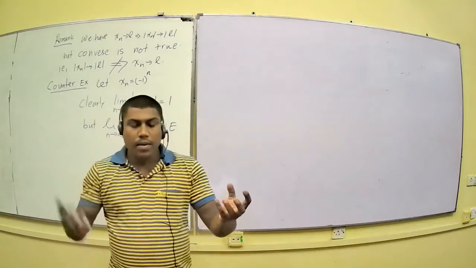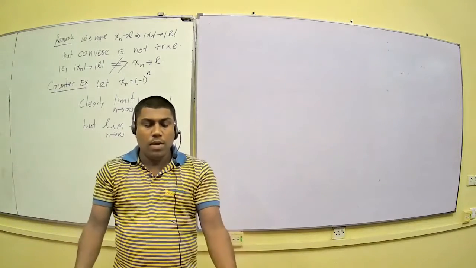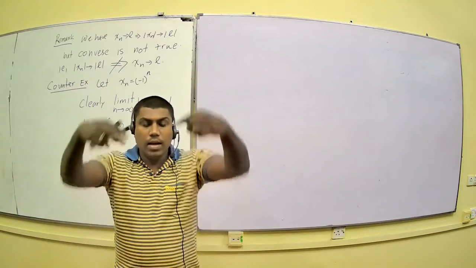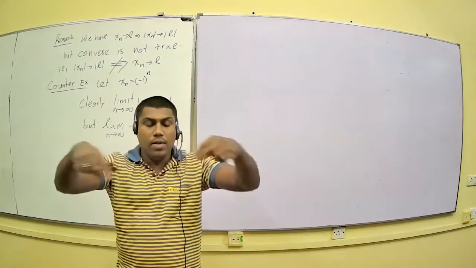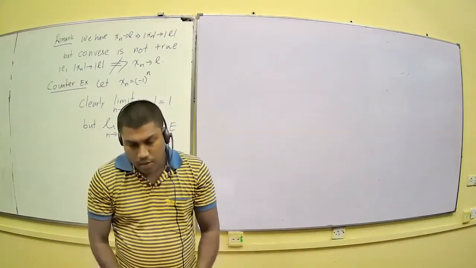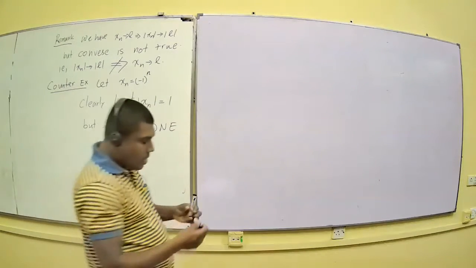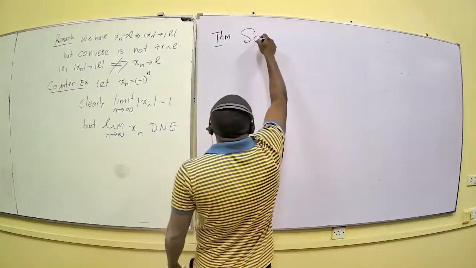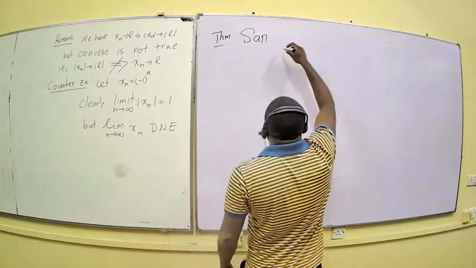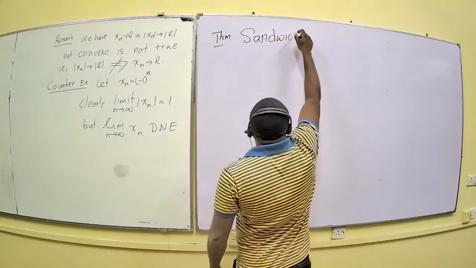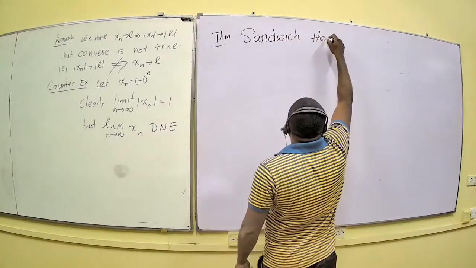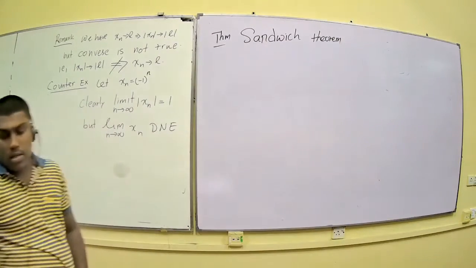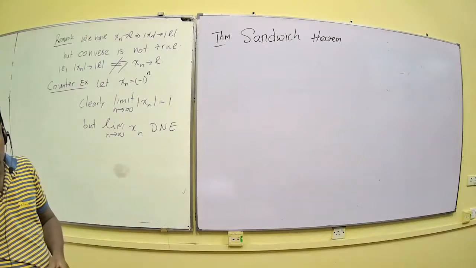So you have a sequence here, and then you have a sequence here. Both of them converge, right? If both of them converge, then any sequence in the middle between these two will also converge, right? So that is called the sandwich theorem. You write this as a theorem. The name is Sandwich theorem, so you should remember the name.